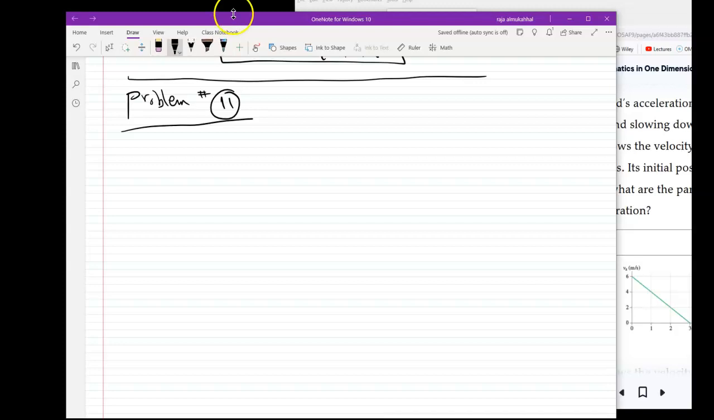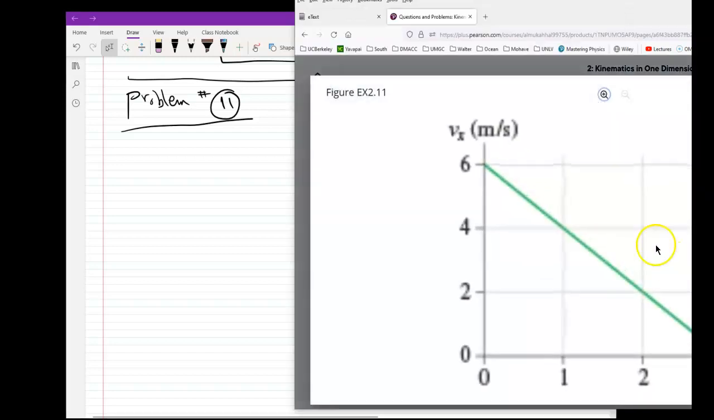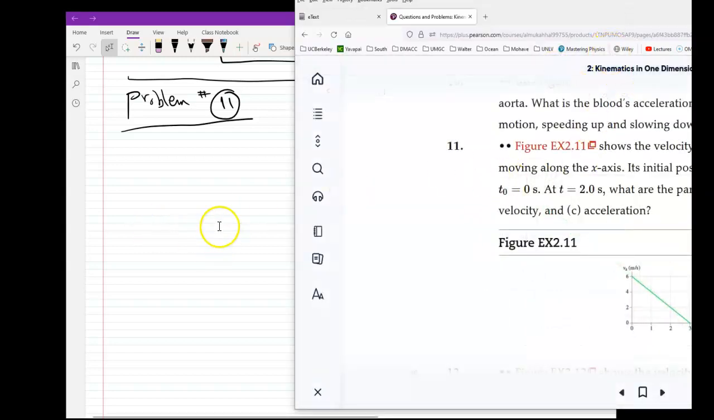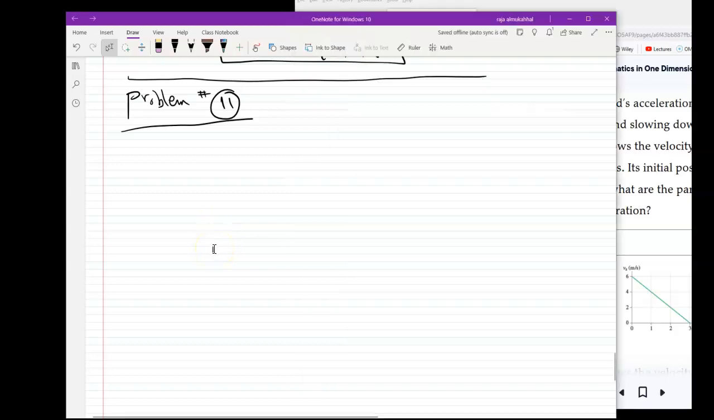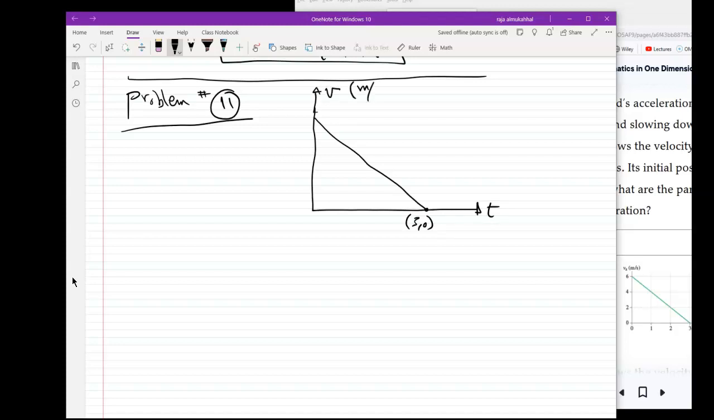I can find the acceleration very quickly here. How do I do that? Before I do that, let me make a drawing of it. Let me draw it and then write down what's given. This is 3, 0. This is the time axis. This is the velocity axis in meters per second. And the point here is 6 meters per second, and that's the origin, of course.